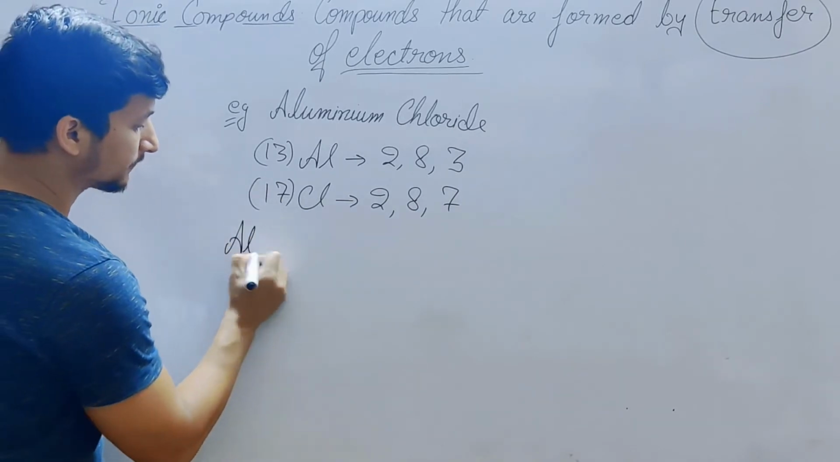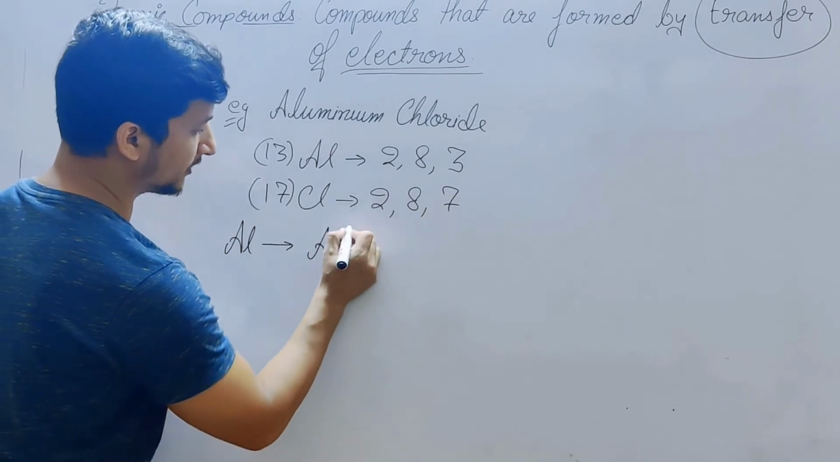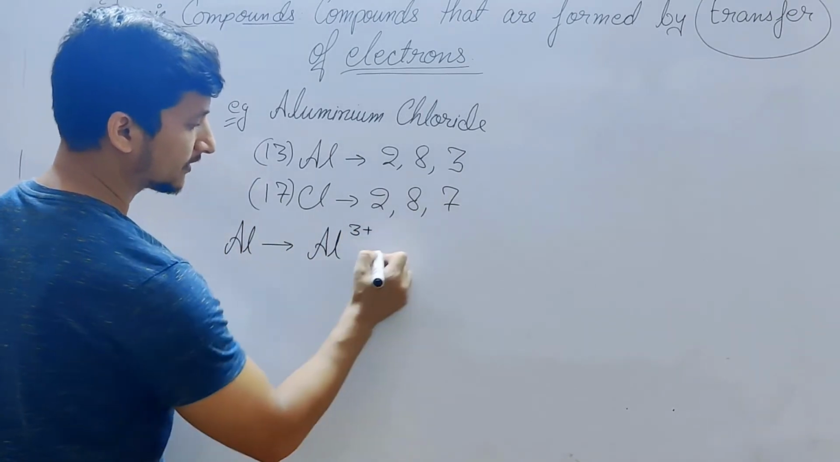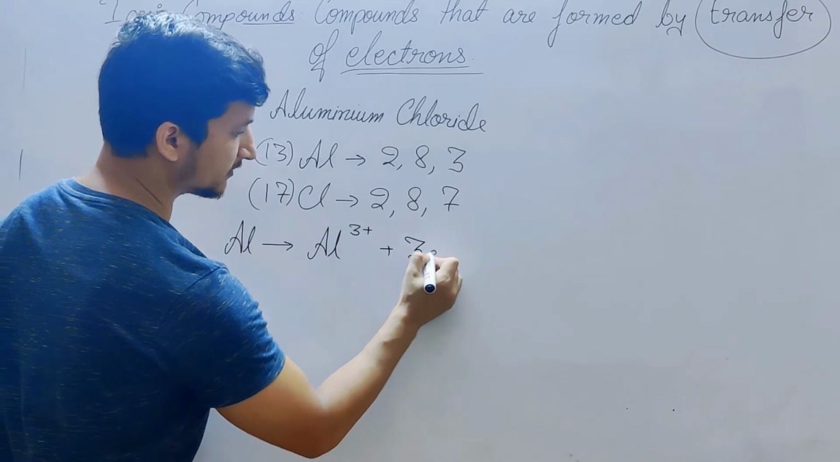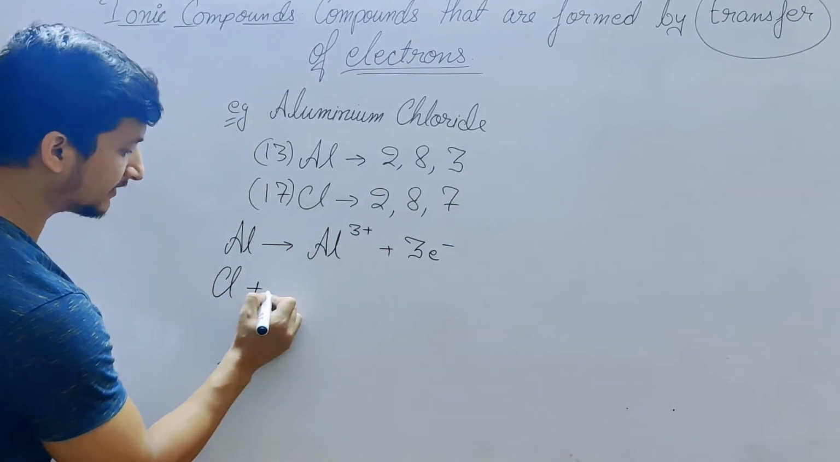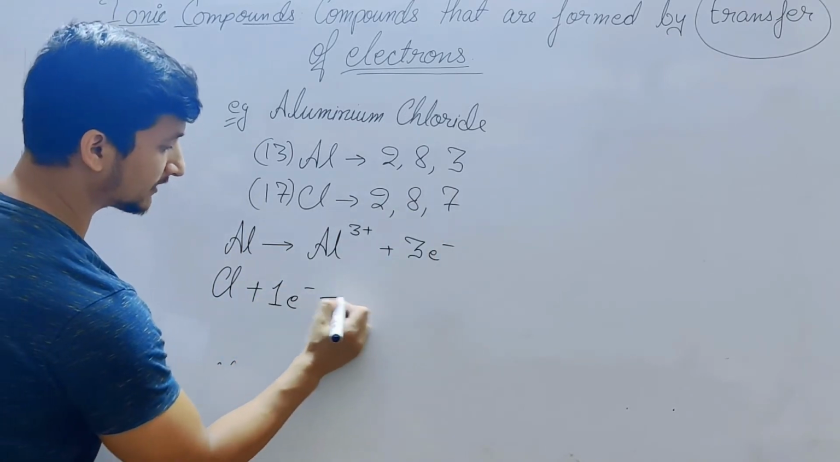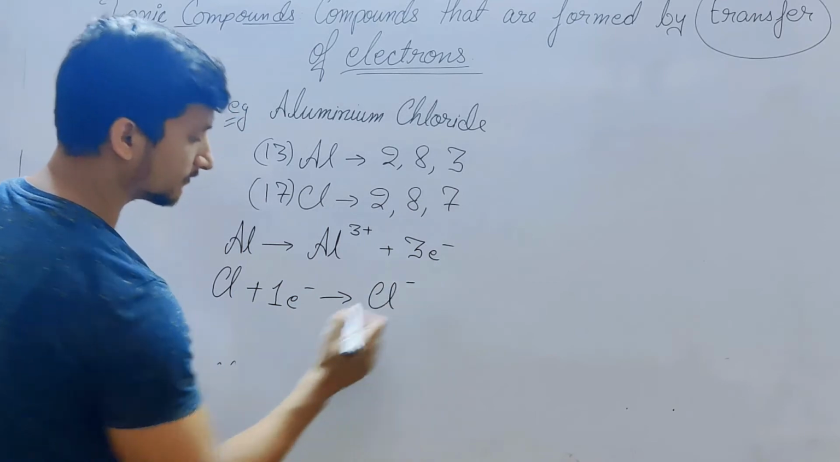So aluminium is going to lose 3 electrons, so it will form aluminium 3 positive cation, and 3 electrons will be lost. Whereas chlorine needs only 1 electron, so chlorine will gain 1 electron and it will form Cl negative.